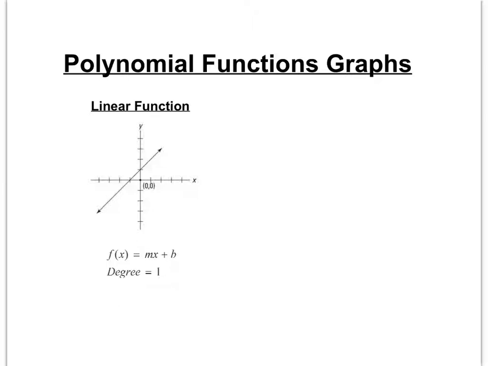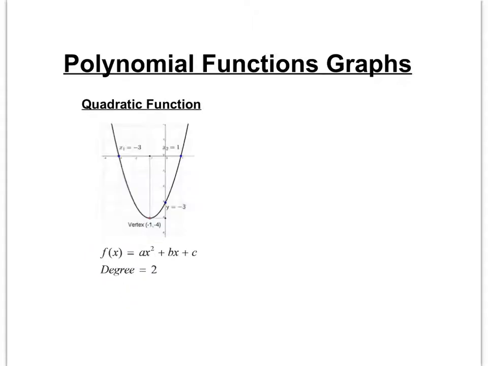And let's also talk about our end behaviors. If you look here, on the right-hand side, this goes up. And on the left-hand side, this goes down. This is a linear equation of odd degree. It's an odd degree of 1, so the end behaviors are always going to be opposite if the degree is odd.